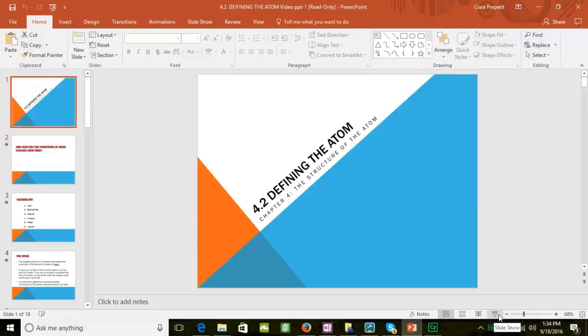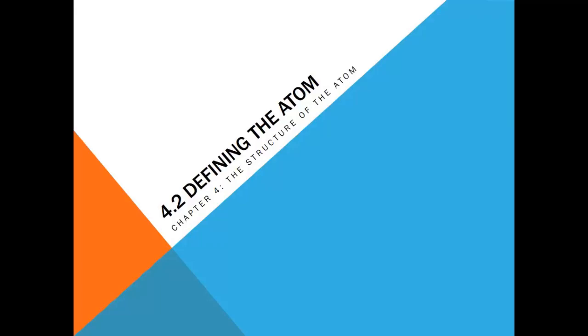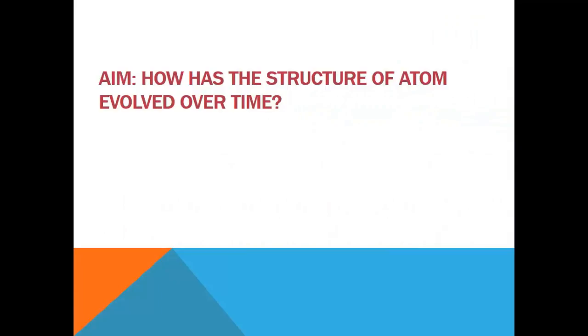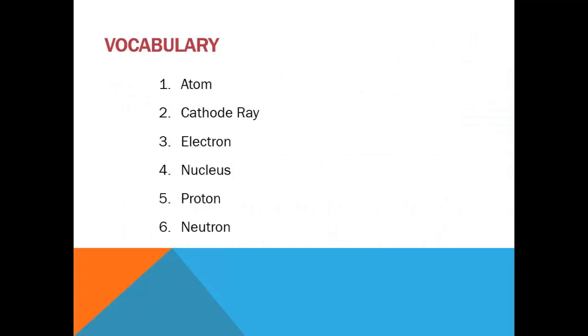Good evening, everyone. I'm re-uploading section 2, 4.2, Defining the Atom. We're still in chapter 4, unit 1, the structure of the atom. So our aim for today is: how has the structure of the atom evolved over time? Our key vocabulary terms are atoms, cathode ray, electron, nucleus, proton, and neutron.